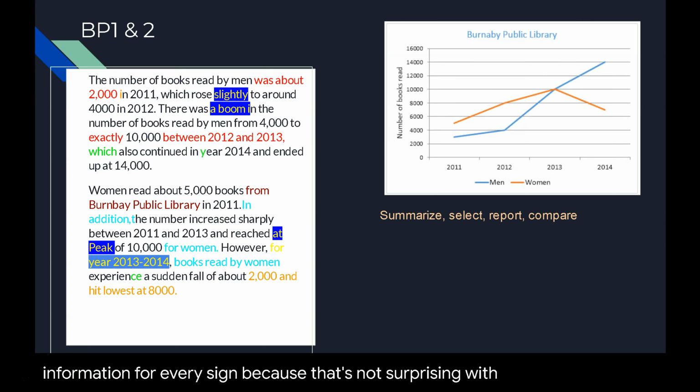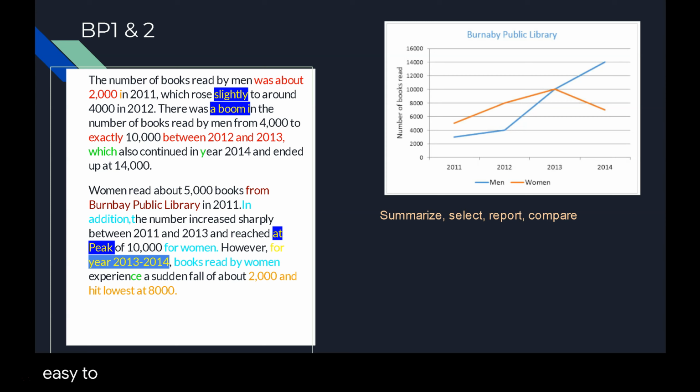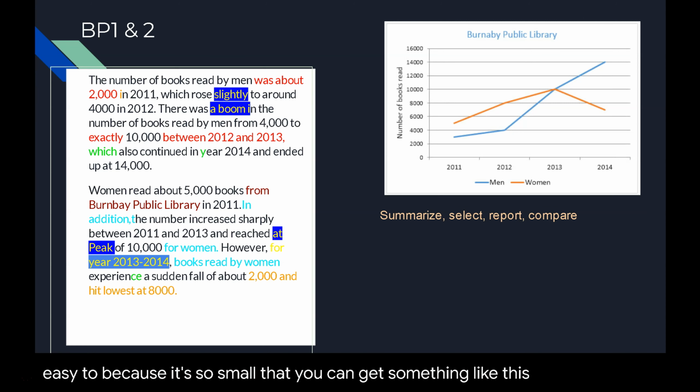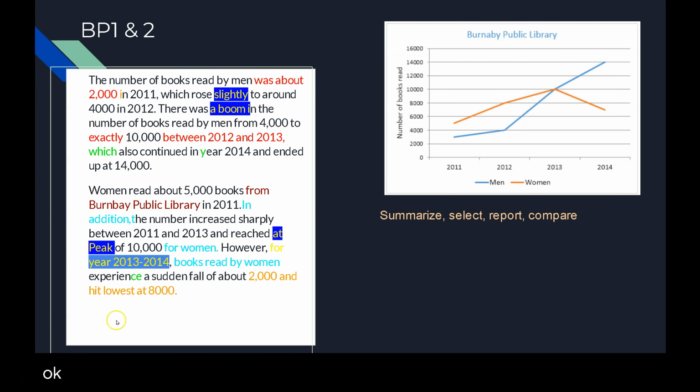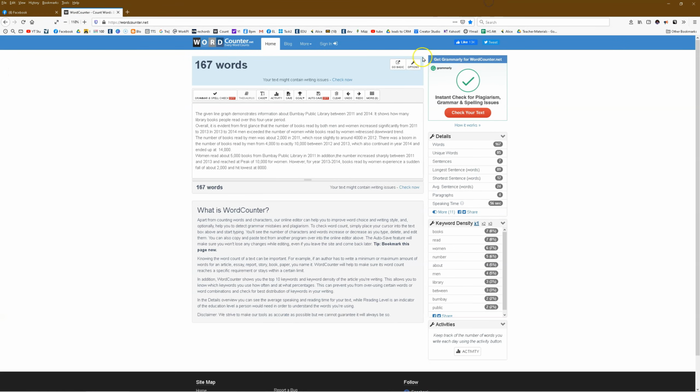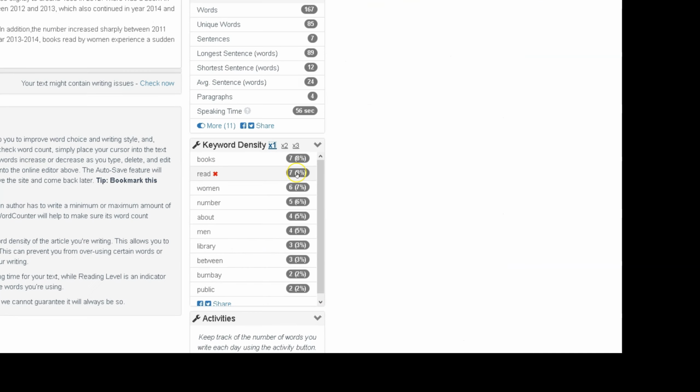See, with a task like this, it's easy to do because it's so small. But you're not going to get something like this in the written text. Okay, well, one thing I forgot to show you here. Here's paragraph 1, 6, 7. You use the word books 7 times. Read 7 times. Women, number. These 5 or 6 words right here take up 14, 20, 25, 28, 30. Almost a quarter of your whole essay is just 5 or 6 words.